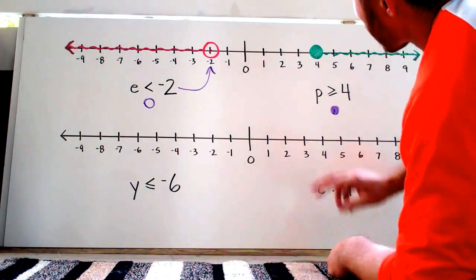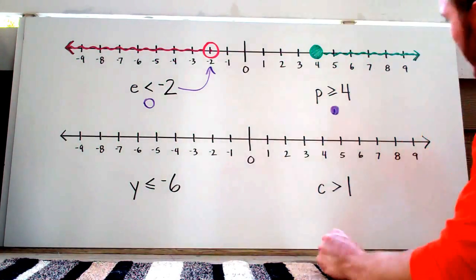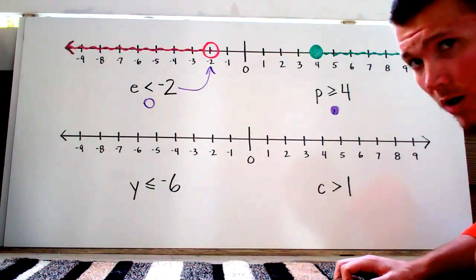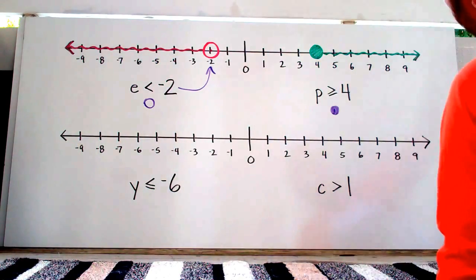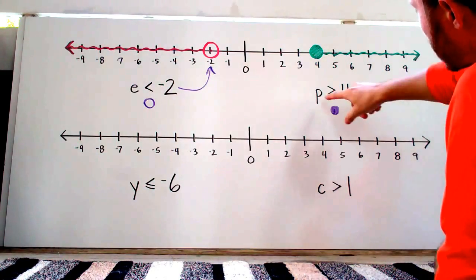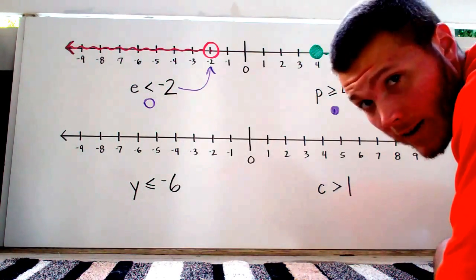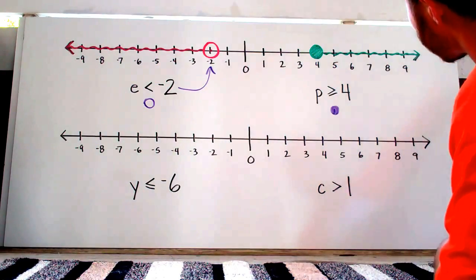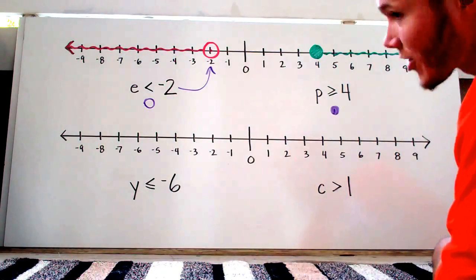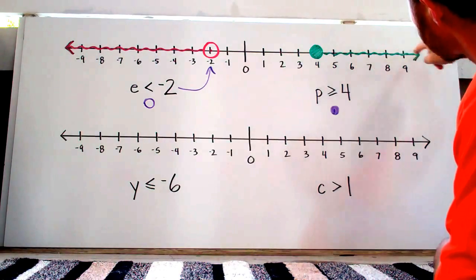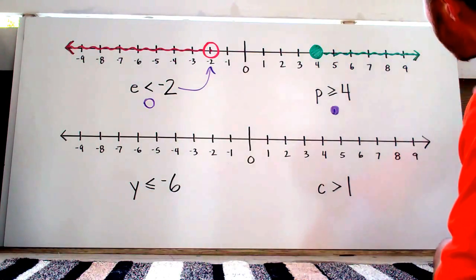Okay? Over here, I graphed P is greater than or equal to 4. Well, greater than, that's going to go to the right. Right? Greater numbers are further to the right on the number line. So that's the way you're going to shade in that side of the dot on the number line.